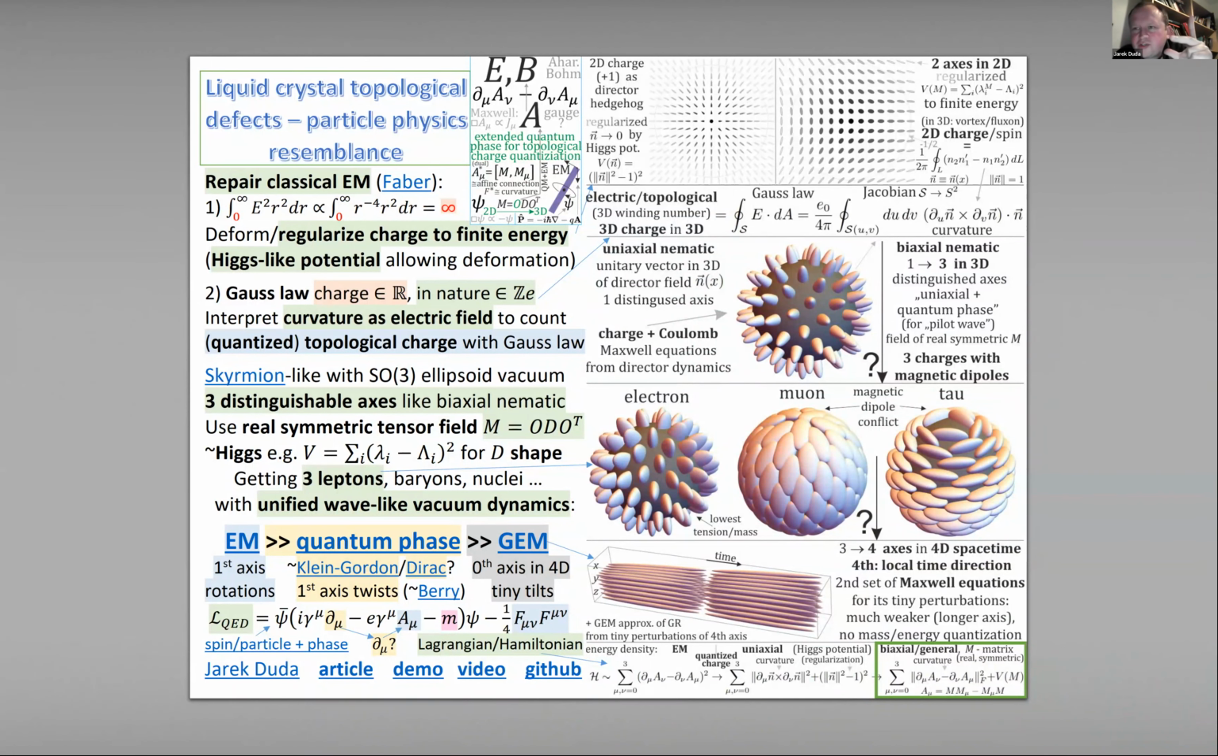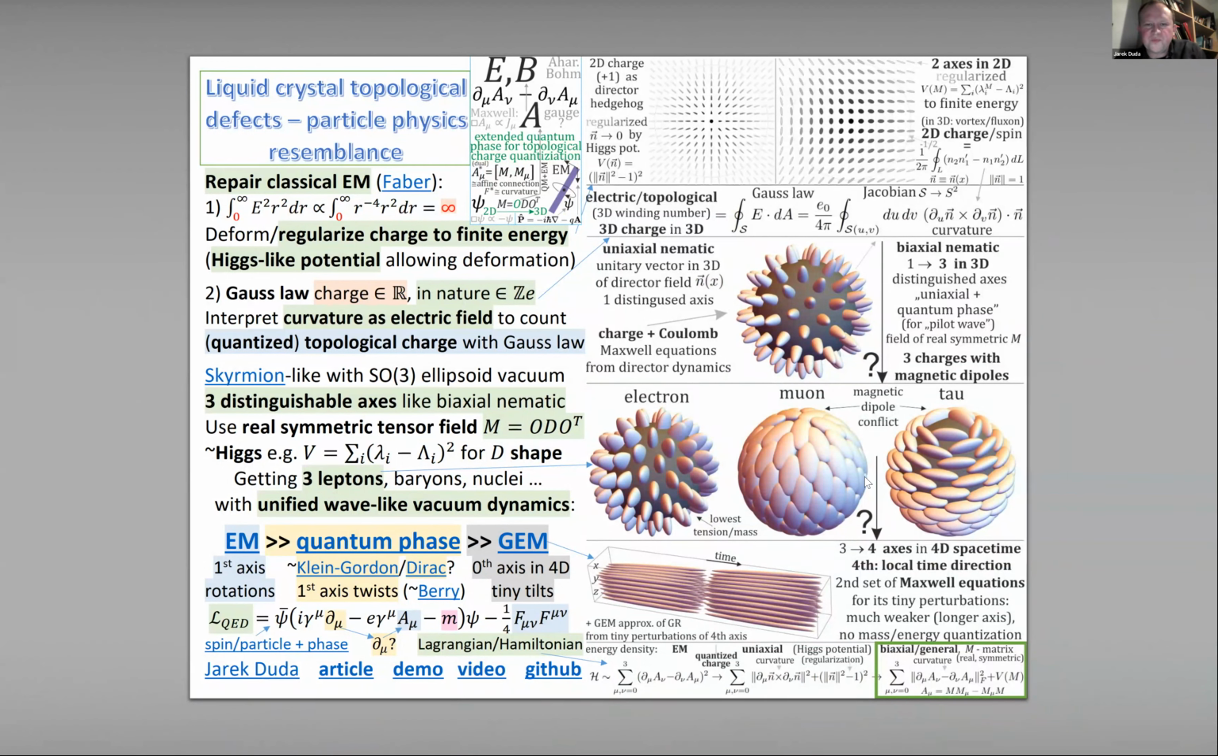So now I can have a hedgehog as a charge, electric charge, using the first, second, or the third axis. So I get three types of hedgehog, and I interpret them as three leptons because they have the same topological charge as electric charge, but they have different mass.